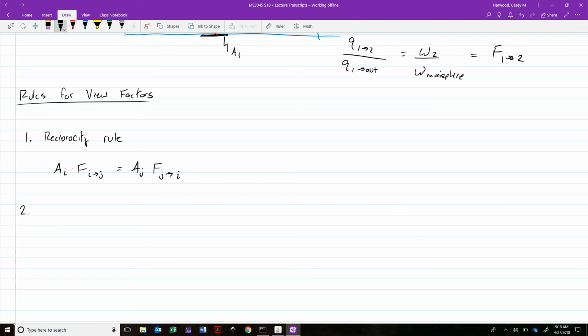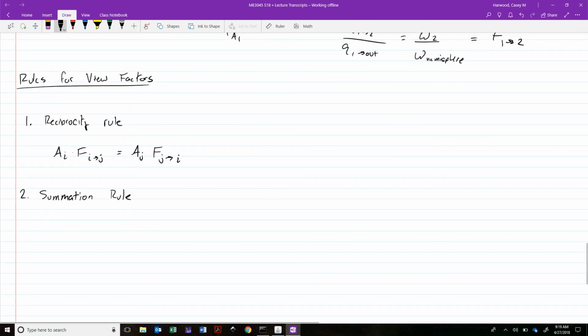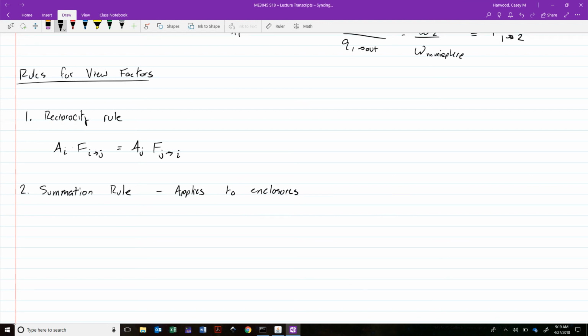Number 2, and we'll go ahead and end it here, is what's known as the Summation Rule. So numbers 1 and 2, the Reciprocity and Summation Rule, are the 2 most important. Numbers 3 and 4 kind of follow along from this, but we'll introduce those on Monday. The Summation Rule applies to enclosed spaces, to enclosures.